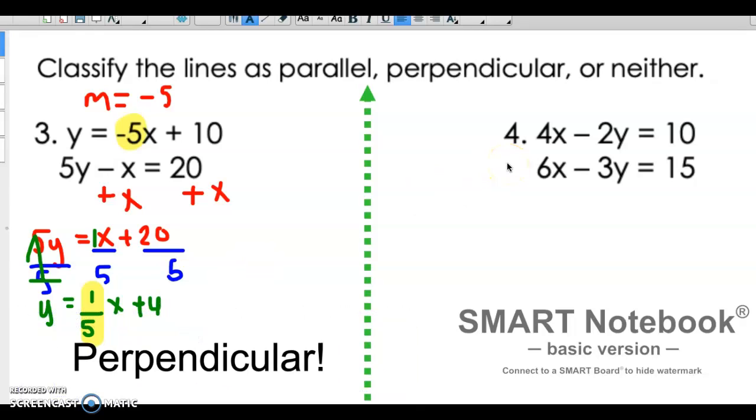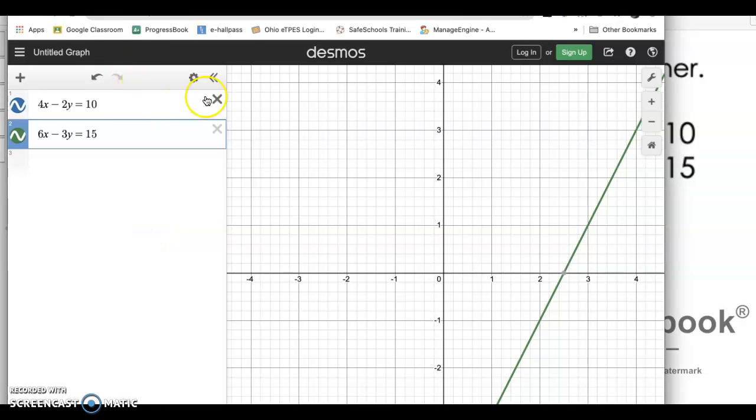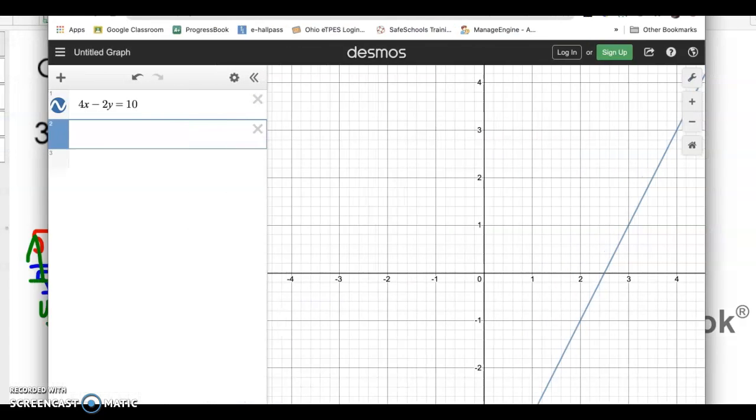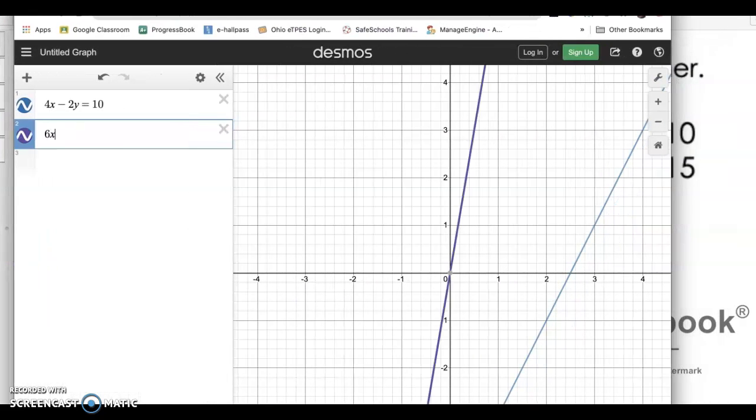Alright, number 4, we have two equations that are both in standard form. So 4x minus 2y equals 10 and 6x minus 3y equals 15. So when you have that, the easiest thing to do is just to go on Desmos and graph them. So here you can see I already have 4x minus 2y equals 10 graphed in blue. And then in red, I'm going to graph 6x minus 3y equals 15. And you're going to watch what happens.